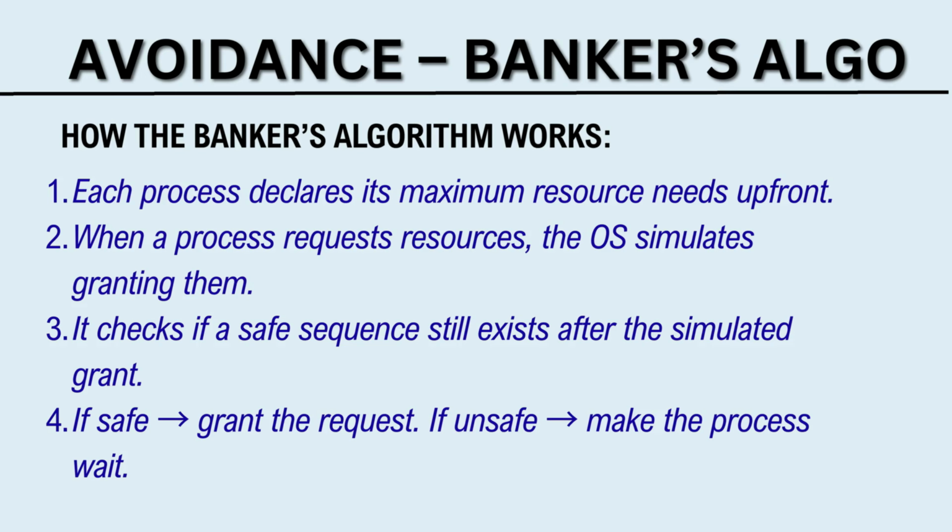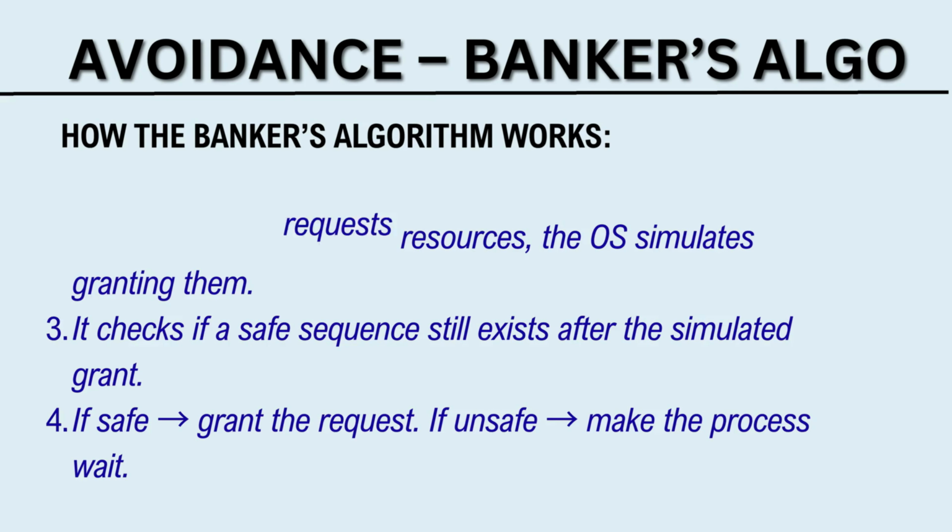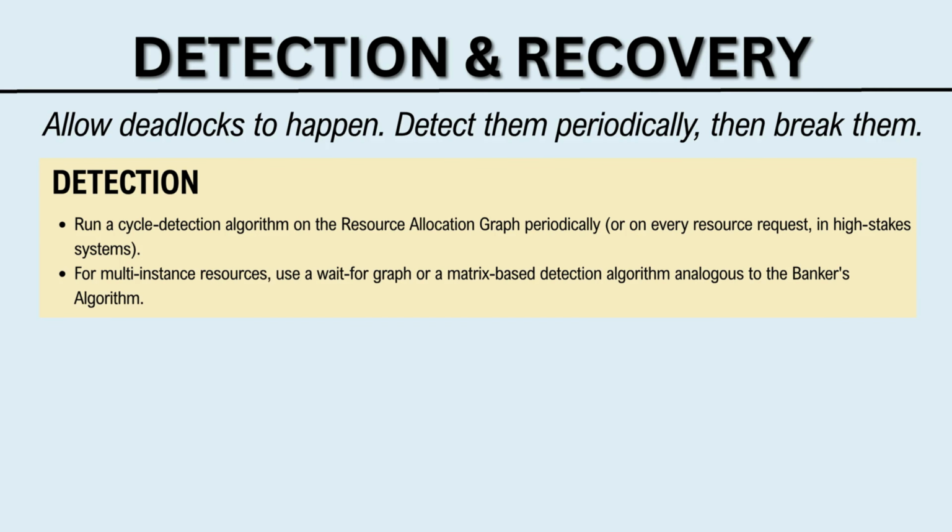The limitation is obvious. Processes must declare their maximum needs upfront. In most real-world systems, that's not practical. A web server doesn't know how many connections it will need when it starts. So, the Banker's algorithm is important conceptually, but rarely used as is in production. Detection and recovery takes the opposite stance. Do not try to prevent deadlocks, let them happen, detect them, and then break them.